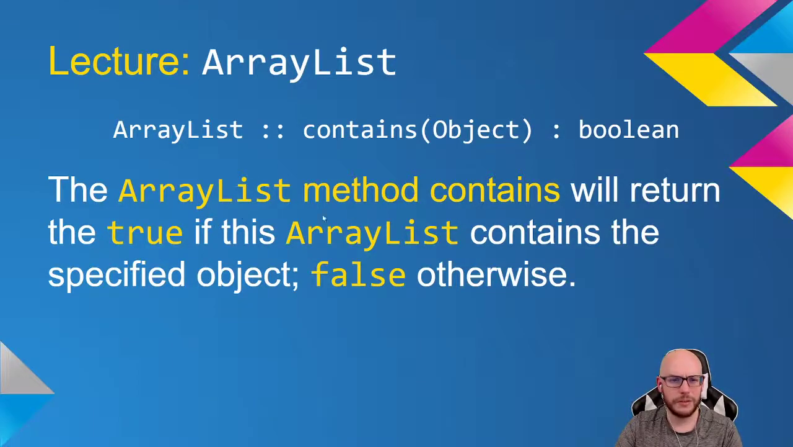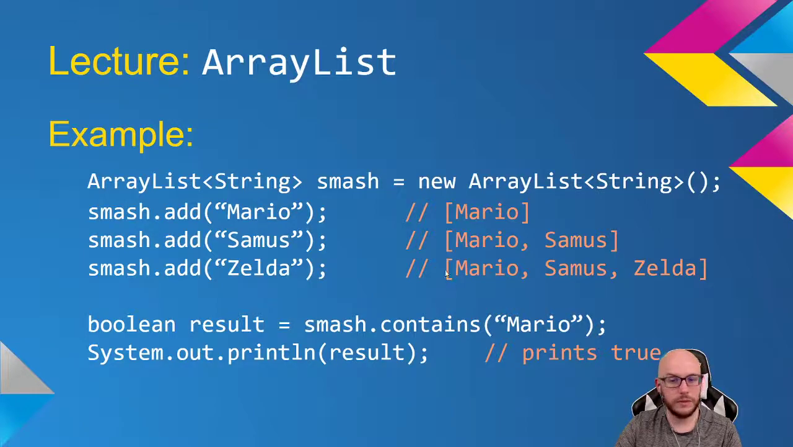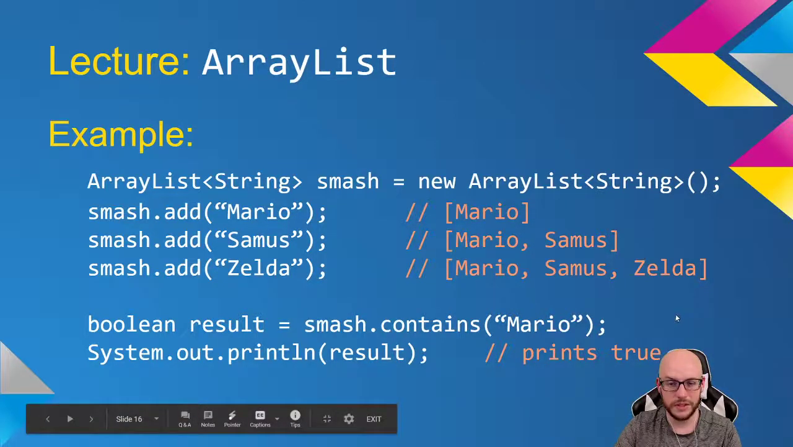I think this may be the last method we're talking about, contains. Contains is less versatile than indexOf, but basically functions very similarly. Contains will return a true value if this array list contains a specified object, false otherwise. So contains is going to take in the object that you're searching for, and you're going to get back a true or false value, indicating if it's there or not. Okay, very similar. We want to know, does my array list smash contain Mario? Simply put, yeah. This is returning a true or false value, in this case true. We're saving that into result, and then I print off result to see that.